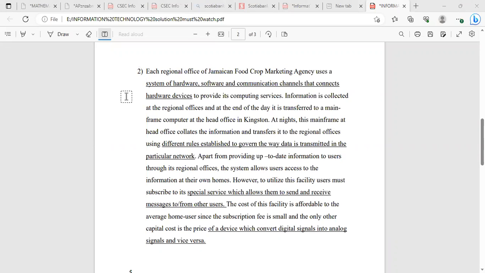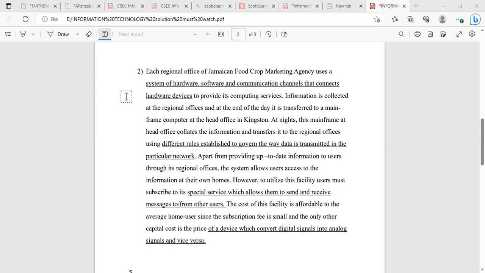Information is collected at the regional office and at the end of the day, it is transferred to a mainframe computer at the head office in Kingston. At night, this mainframe at the head office collates the information and transfers it to the regional office using different rules established to govern the data transmitted in the particular network.